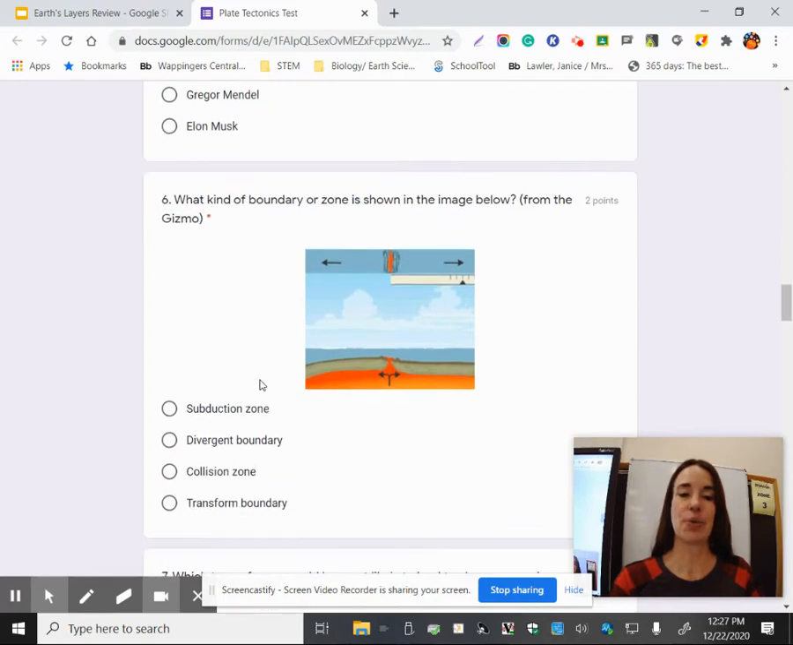Number 6, what kind of boundary or zone is shown in the image below? It's from the gizmo, so if you want to go back to the gizmo, you can do that. Is it the subduction zone? Is it divergent boundary, collision zone, or the transform boundary? What type of boundary or zone is shown in the image below?